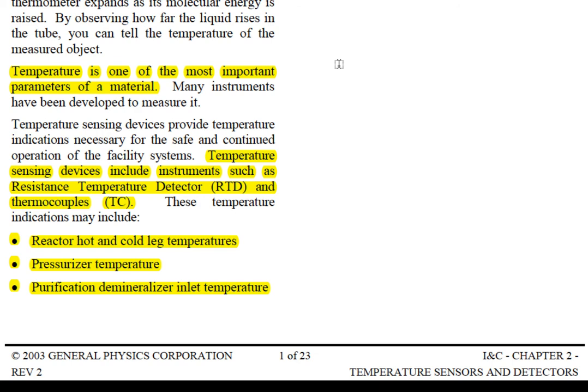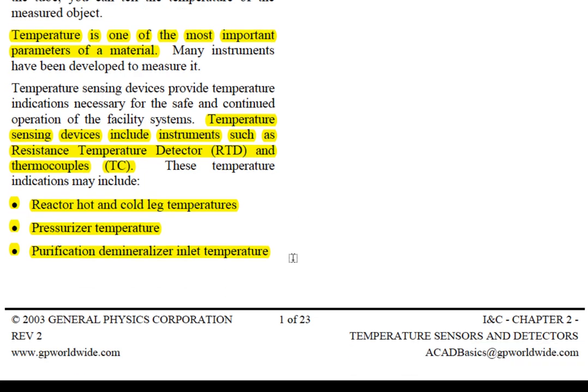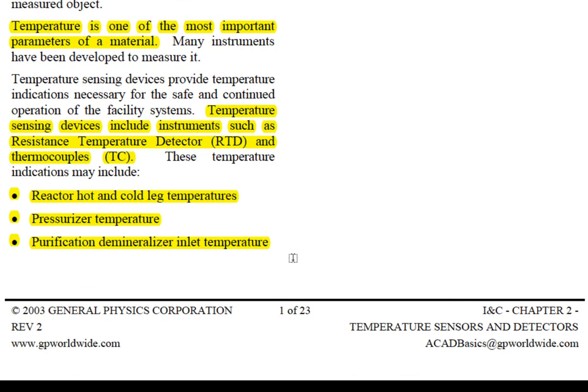We have not only the thermometers, but we also have what's called the resistance temperature detector. That's talked about in the very last part of the chapter, and then we're going to talk about thermocouples. All right, so here are the different things that we are going to be very temperature sensitive about, especially for the control room: the reactor hot and cold leg temperatures. Second thing is the pressurizer temperature. What is that? And purification demineralization inlet temperature.